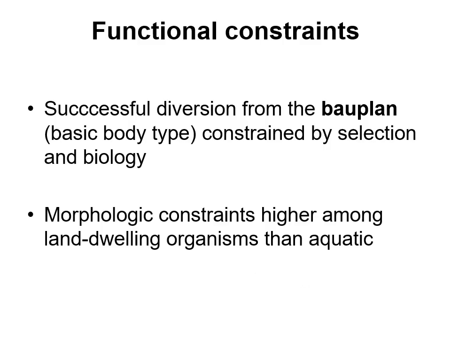There are functional constraints, however. Pretty much why we don't see all of morphospace populated, why only the adaptive landscapes are populated themselves. And really this comes down to the bow plan, which is something we mentioned before. It's your basic body type, and it's constrained by selection and biology.